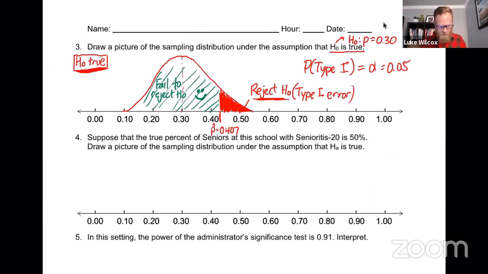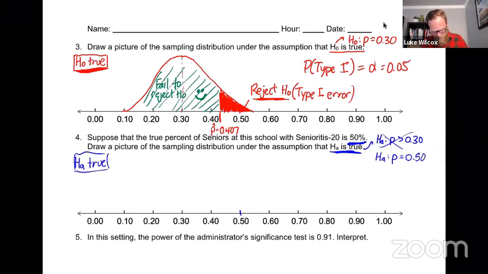Now let's move to the second sampling distribution, number 4, which says, suppose the true percent of seniors at this school with senioritis is 50%. Draw a picture of the sampling distribution under the assumption that the alternative hypothesis is true. Okay, now hold on here. The alternative hypothesis on the previous page said that the proportion with senioritis is greater than 30%. But in this problem, they're giving us a specific value for that proportion as 50%. So we're going to write the alternative hypothesis as p equals 0.50, a specific value of the alternative hypothesis, right? So let's see what that picture would look like, where now not the null is true, but the alternative is true. And it's a specific value of the alternative at 50%.